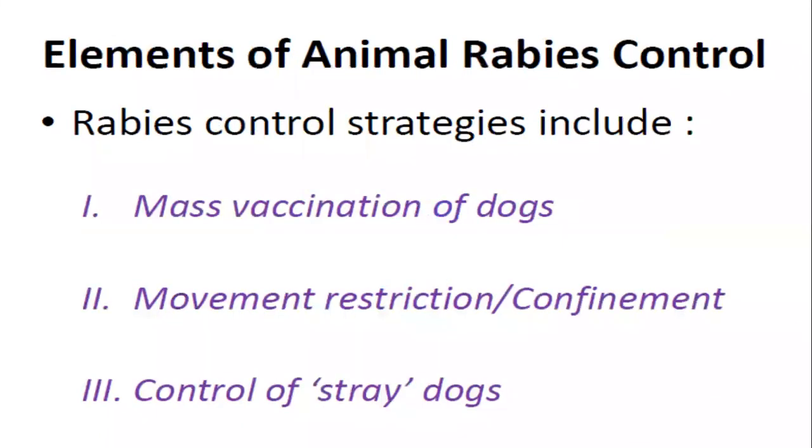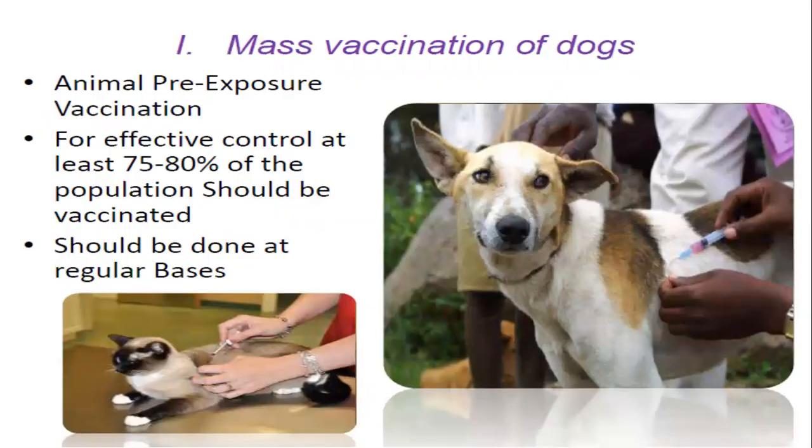As far as animal rabies control is concerned, the animal strategies include mass vaccination of dogs, movement restriction, confinement, and control of stray dogs. First, we talk about the vaccination of dogs. Animal pre-exposure vaccination is suggested for effective control. At least 75 to 80% of the dog population should be vaccinated, and this should be done on a regular basis.